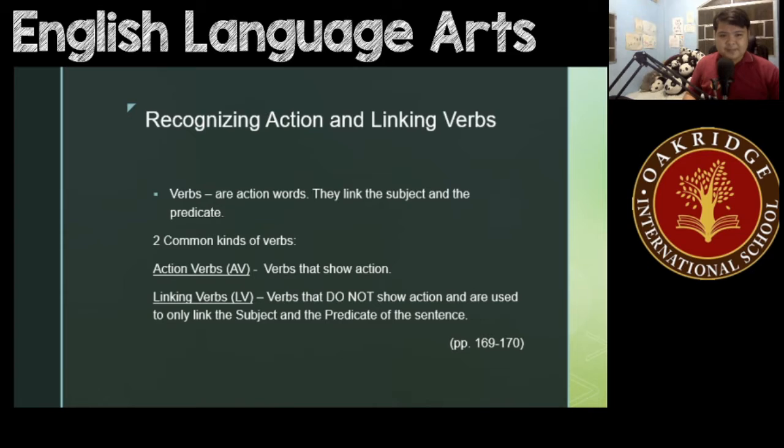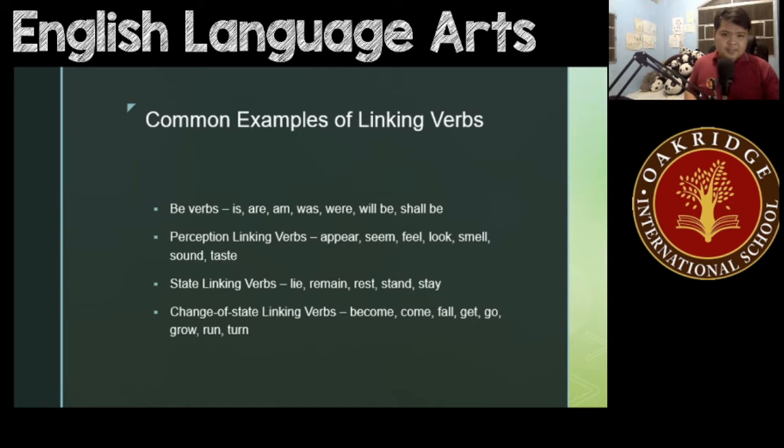Linking verbs are verbs that do not show action. What are they used for? They are used to link the subject and the predicate in the sentence. Here are some common examples of linking verbs. We have be verbs, the very common ones: is, are, am, was, were, will be, shall be, and even the verb be itself.